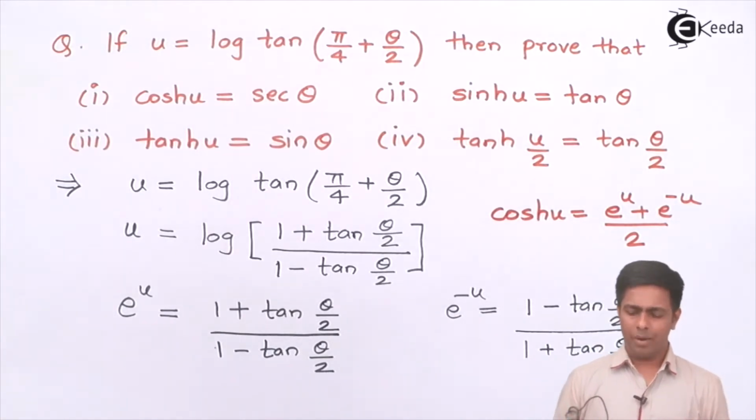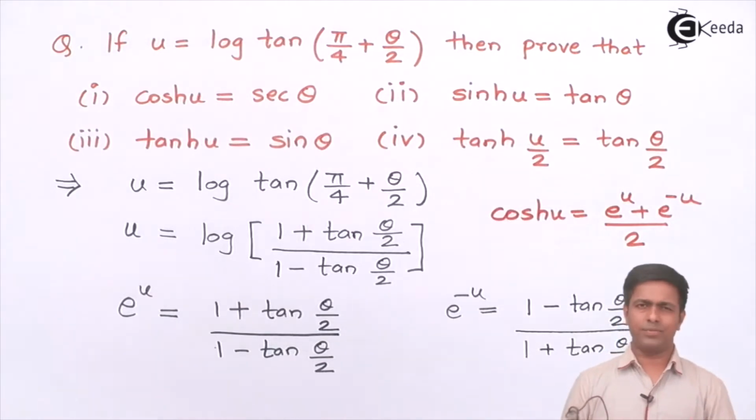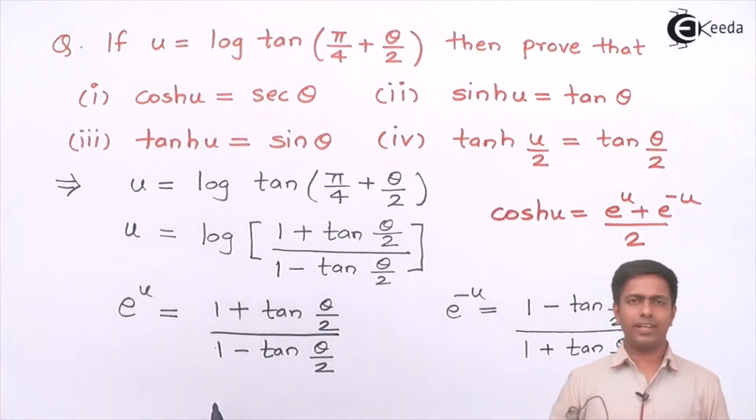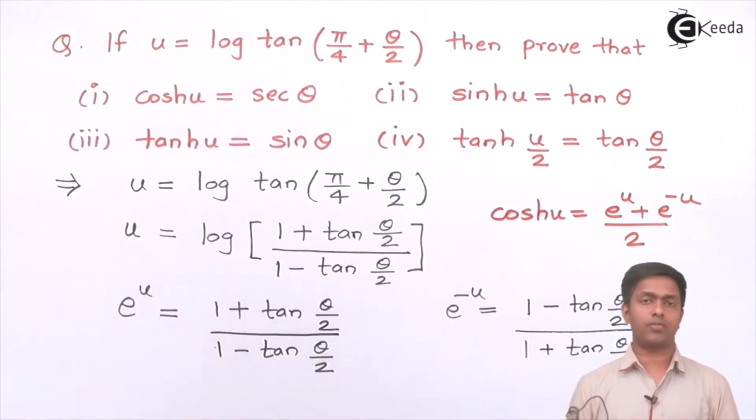So this is one of the ways, but that is a lengthy way. So let's solve this identity by some shortcut. So guys, do you know any relationship between hyperbolic sine square u and hyperbolic cos square u?